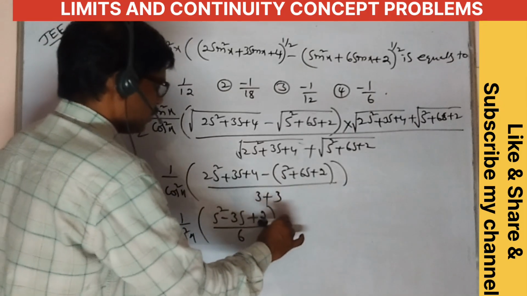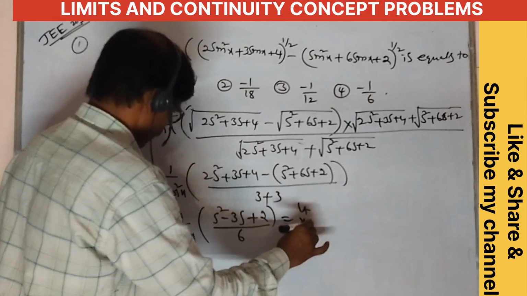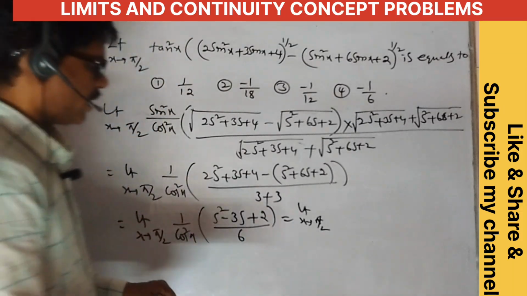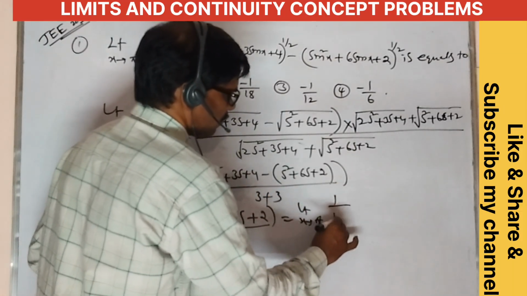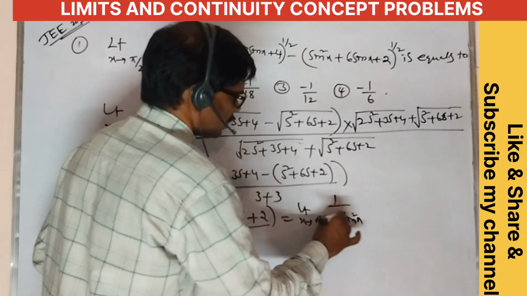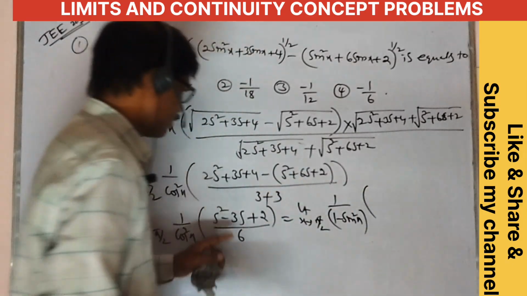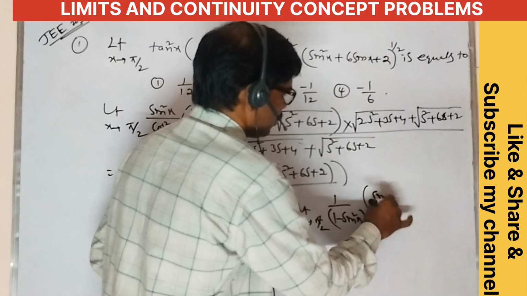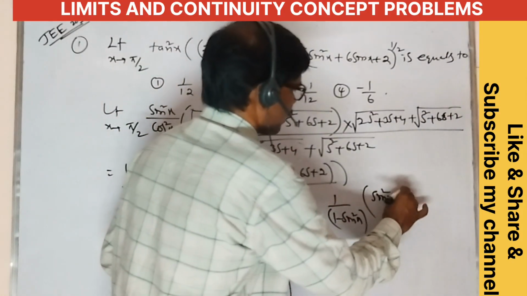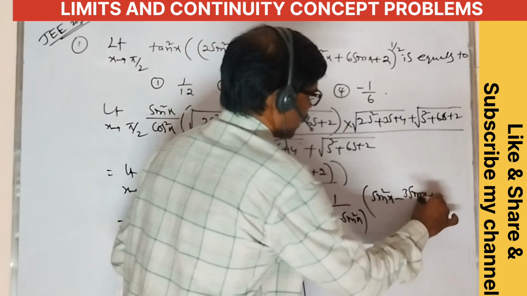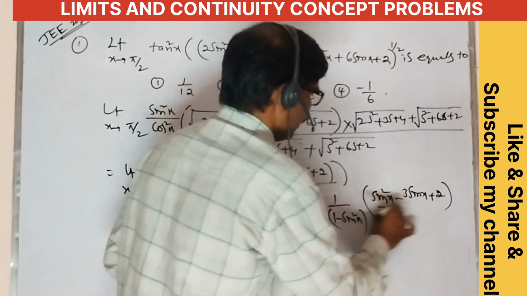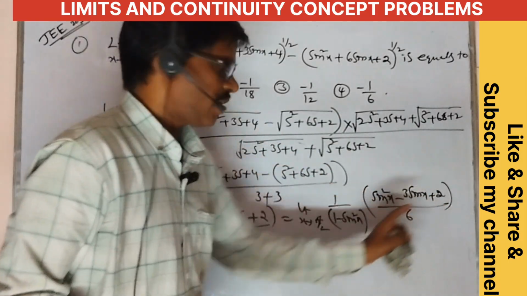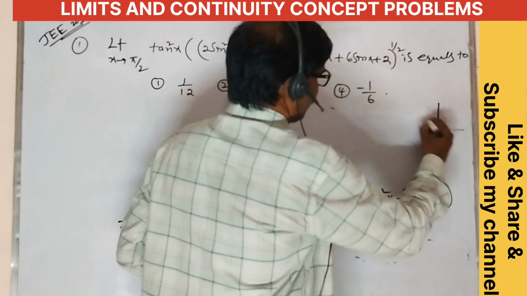Okay, here equals limit as x extends to pi by 2 of 1 by cos square x. This 1 by cos square x is written as 1 minus sin square x, into sin square x minus 3 sin x plus 2, all by 6. Here s is sin x, so sin square x minus 3 sin x plus 2 by 6. Okay, factorize this one. Write the factorization here. What is the factorization here?